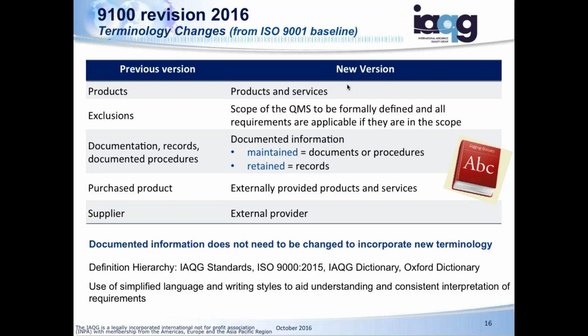All right, as I said, the documented information doesn't need to be changed to incorporate the new terminology. I'm just trying to show you what the new terminology means. My recommendation is in your high-level document that describes your system, you just say, here's the standard terminology, and here's how we apply that to our business.